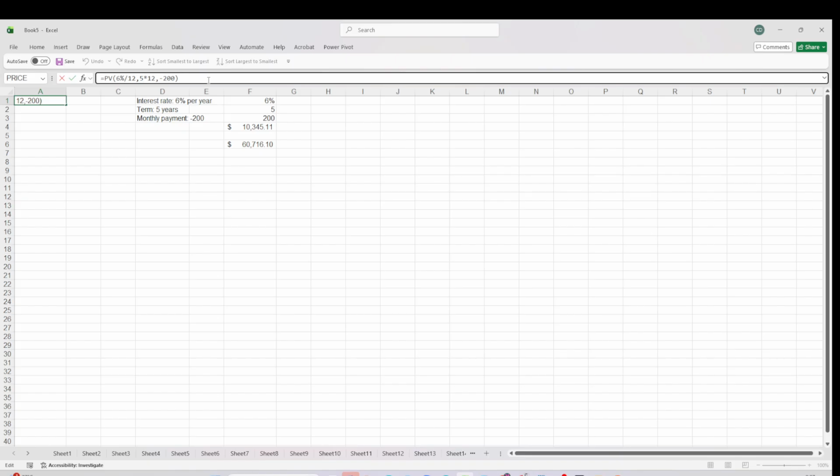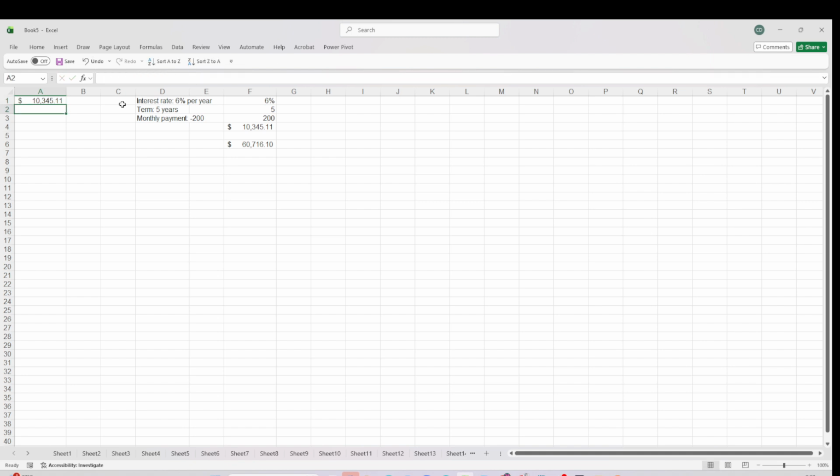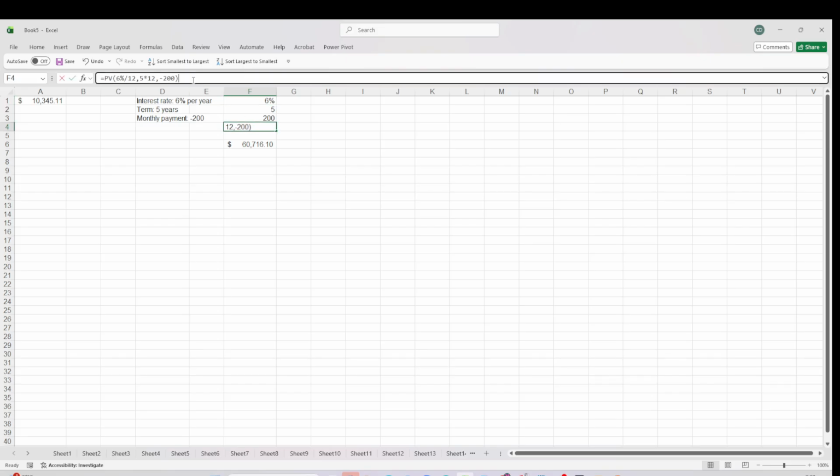Now let's break down what each argument means. Rate is the interest rate per period. NPER is the total number of payment periods. PMT is the payment made each period. FV stands for future value, and this is optional. If you leave it out, Excel assumes it is 0. Type is also optional, and it tells Excel when payments are made. Use 0 for payments at the end of each period, and 1 for payments at the beginning.